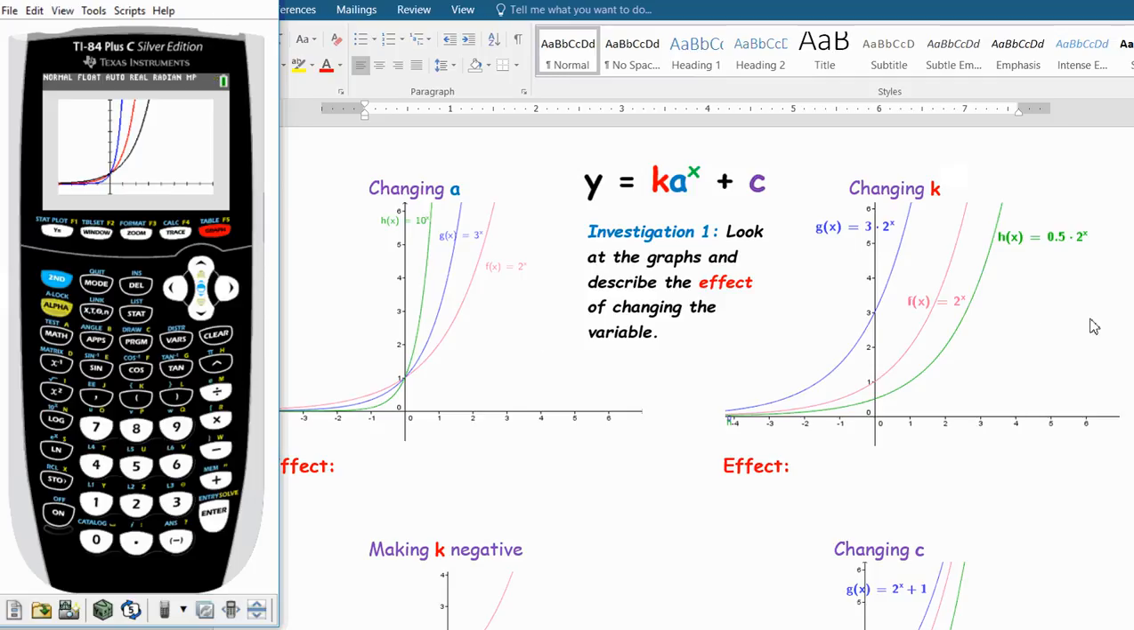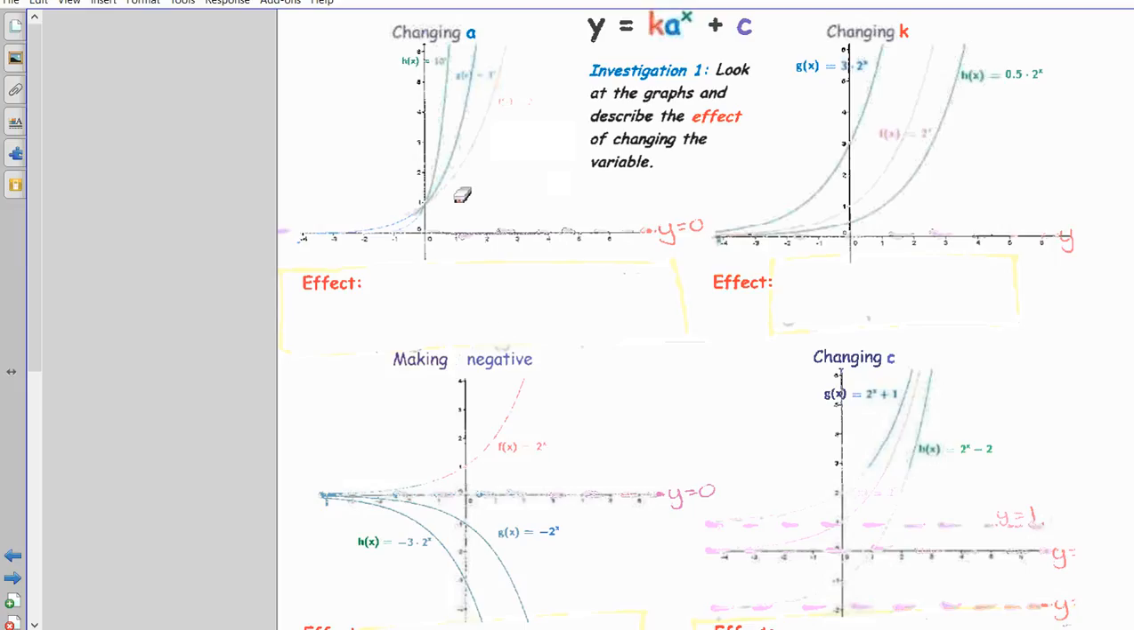Right, so I need to go back to here. So what is the effect? They all seem to have the same y-intercept, and their y-intercept is all 1. So we can say y-intercept stays the same. As the value of a changes, say it gets lower, what happens to the graph?